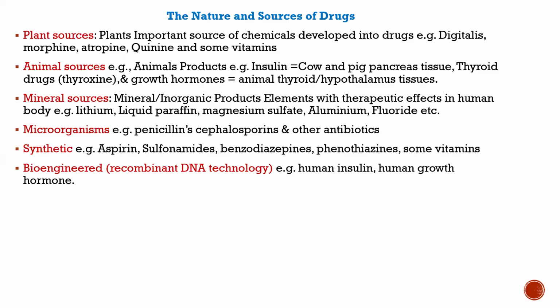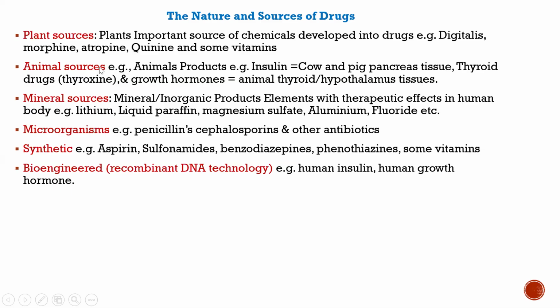So let's look at the nature and sources of drugs. There are different ways that drugs can be made or produced. So we have plant sources. Plants are an important source of chemicals developed into drugs, for example digitalis, morphine, atropine, quinine, and some vitamins.